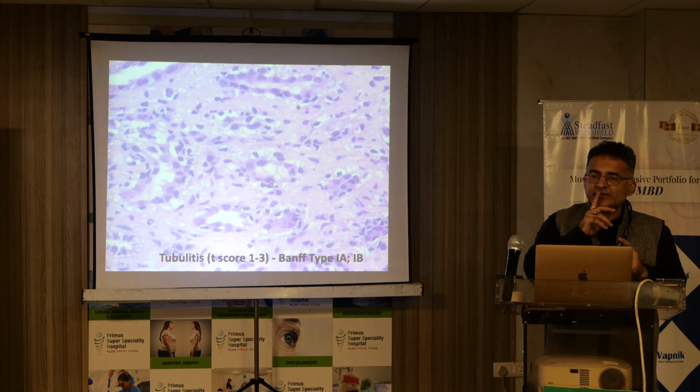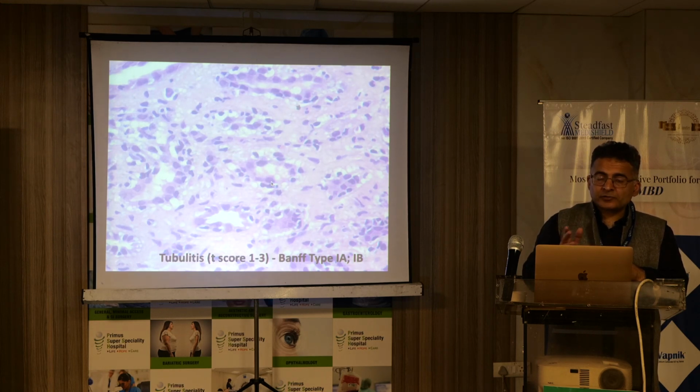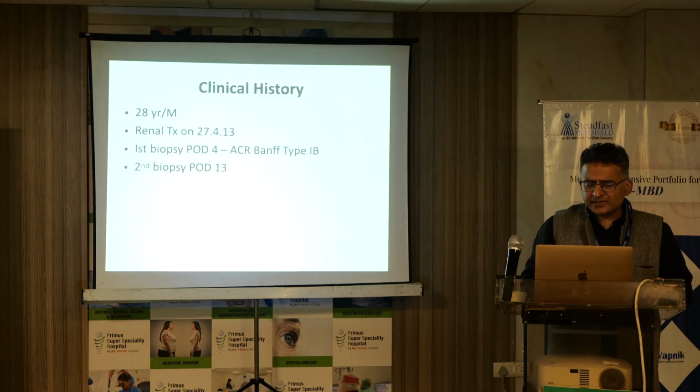Interstitial infiltrate. If the interstitial infiltrate is less than 25%, and there is mild to moderate tubulitis, you label it as borderline cellular rejection. But if the tubulitis is moderate to severe, and the infiltrate has to be more than 25%, then only it is acute cellular rejection, grade 1A or 1B. 1B is when there is severe tubulitis.